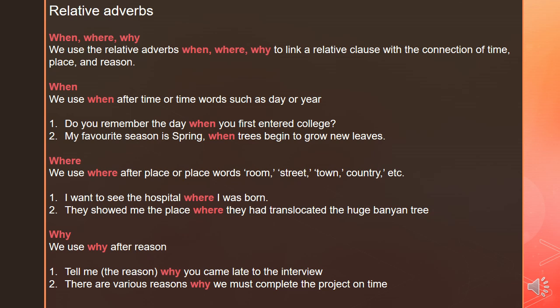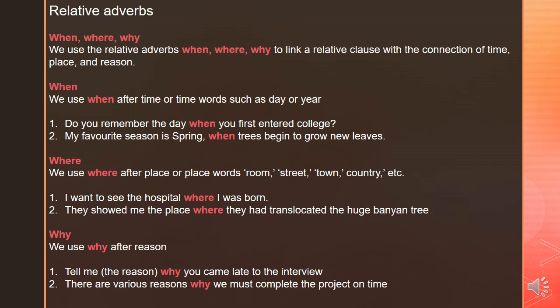Next, where. We use where after place or place words like room, street, town, country, etc. I want to see the hospital where I was born. Here we are talking about the place, or here you can also think it's a room where that particular person was born.